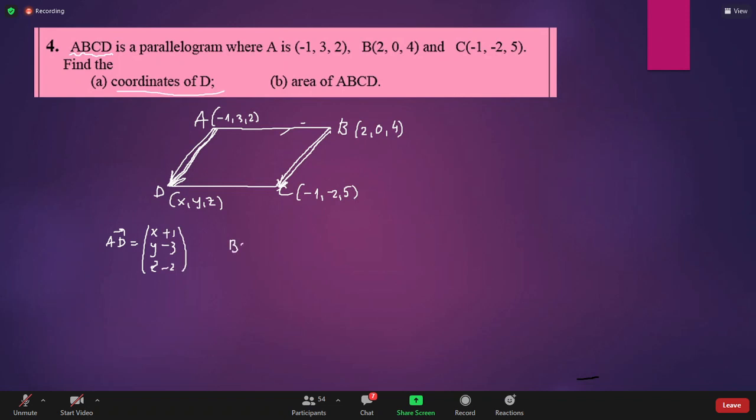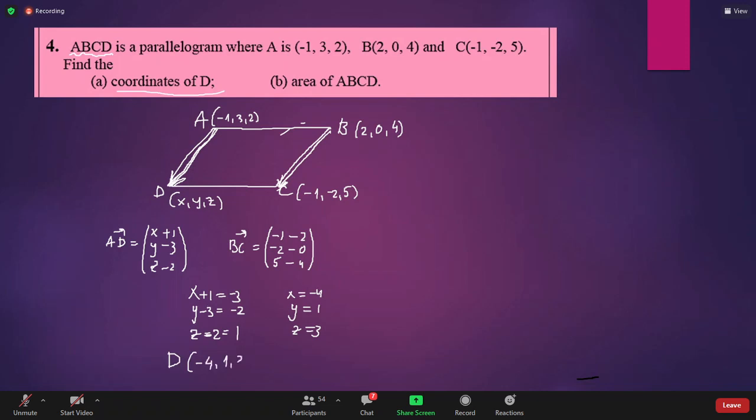Vector BC is coordinates C, -1, -2, 5, subtract B coordinates 2, 0, 4. And from this we see x plus 1 is -3, that is x is -4, y minus 3 is -2, that means y is 1, and z minus 2 is 1, so z is 3. So this means that point D has coordinates -4, 1, 3. That was one method, equating two vectors.